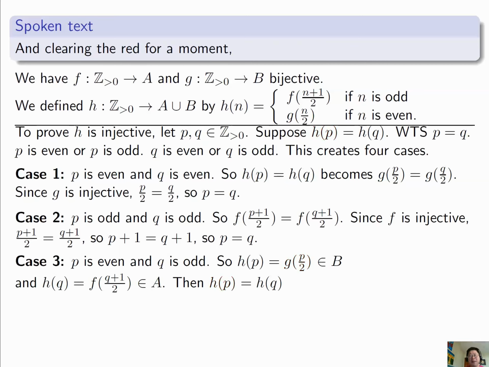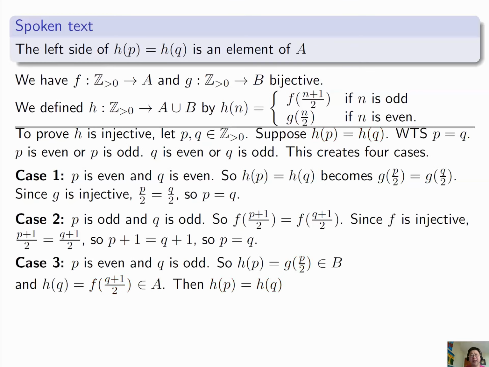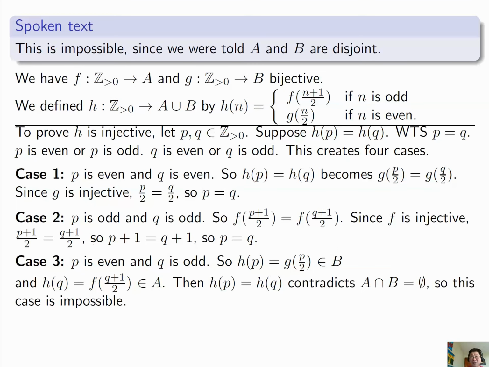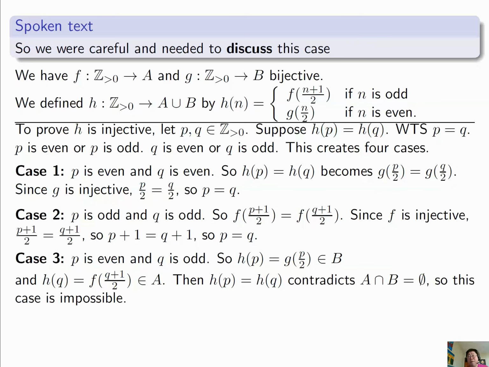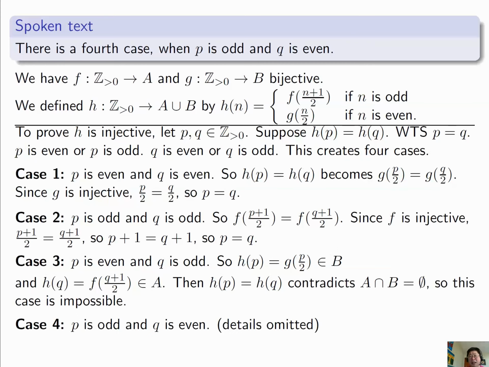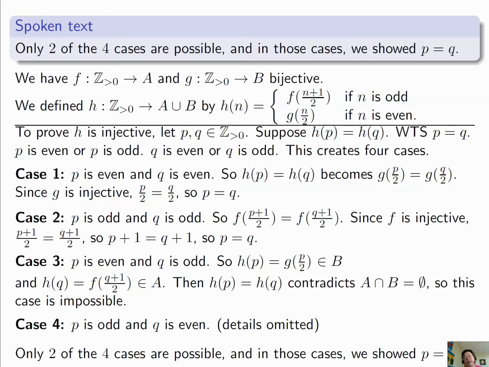And clearing the red for a moment, these in red are equal to each other. And the left side of h of p equals h of q is an element of A, while the right side is an element of B. How could these be equal? This is impossible since we were told A and B are disjoint. So we were careful and needed to discuss this case, but it turns out that this can't actually occur. There's a fourth case when p is odd and q is even. You should work out why this case is impossible too. Only 2 of the 4 cases are possible, and in those cases we showed p equals q.